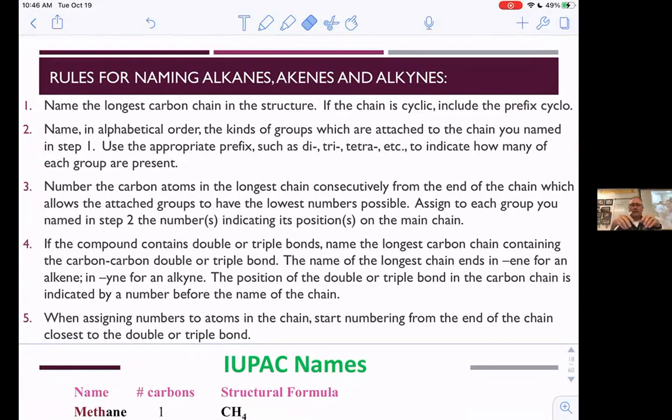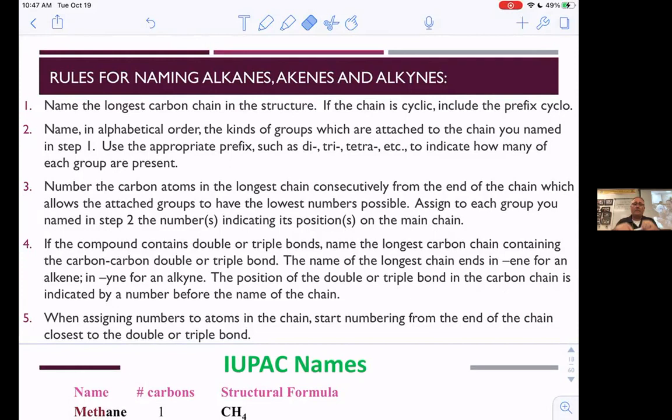If there was a double bond in there, you would end it in ene, and it would be pentene. Or if it had 6 of them, it would be hexane. If it had a double bond in the hexane, it would be hexene. You're going to name in alphabetical order the groups that are attached to the chain that you named in step 1. So you'll use prefixes if you have multiples of them. You won't use mono as a prefix. You'll just say you have a methyl group. You won't say monomethyl. But if you had 2 methyl groups, you'd say dimethyl. If you had 3, trimethyl, and so forth.